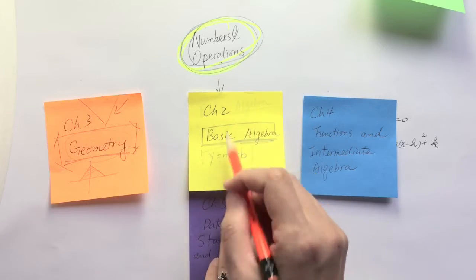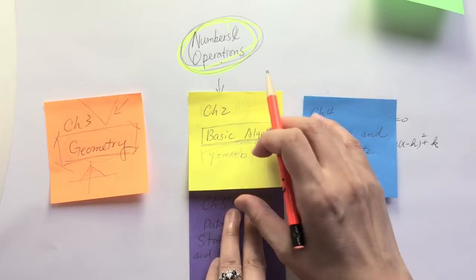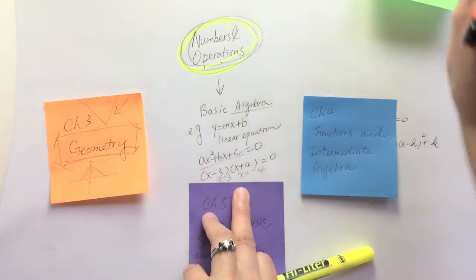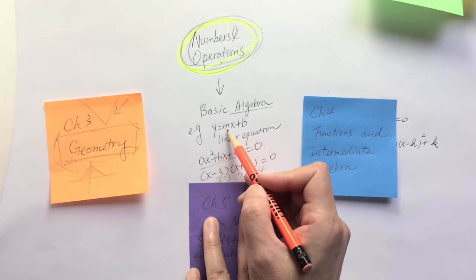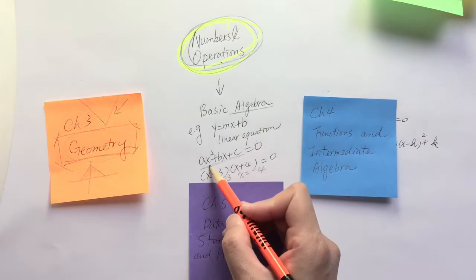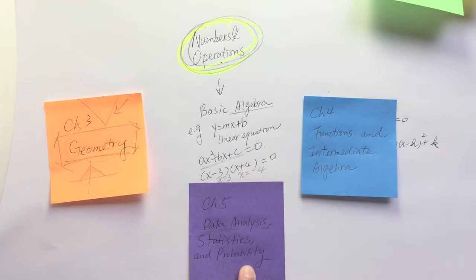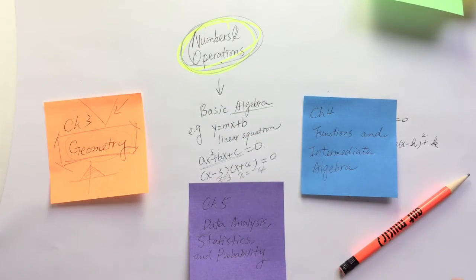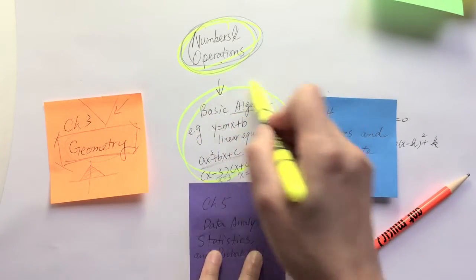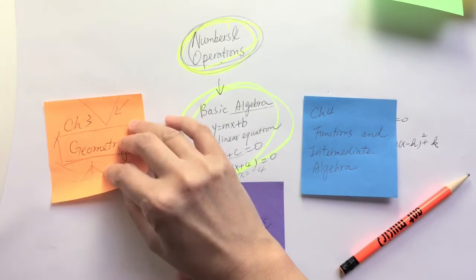Okay, so chapter 2 is basic algebra. For example, we talk about a linear equation, y equals mx plus b, or a quadratic function, something like that. So after the basic algebra, here I'm going to circle this one. We're going to talk about geometry.